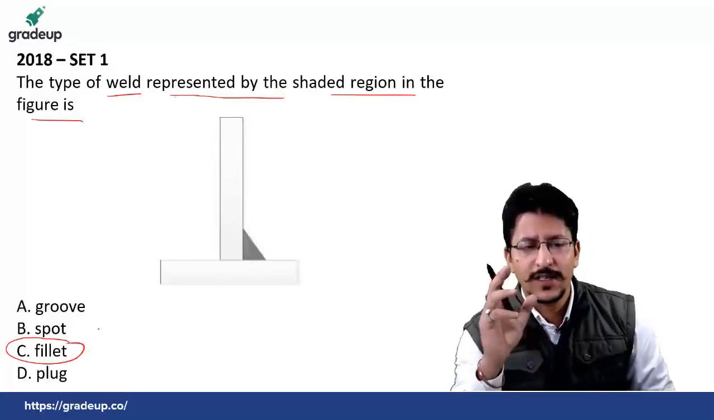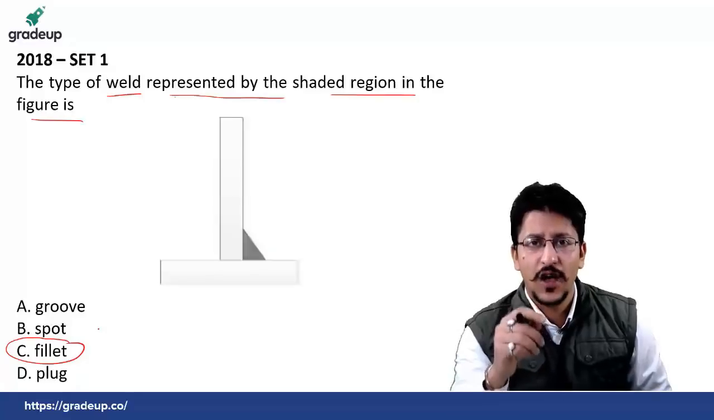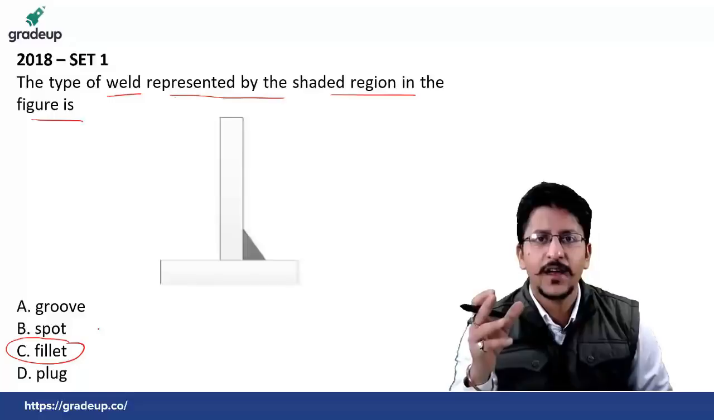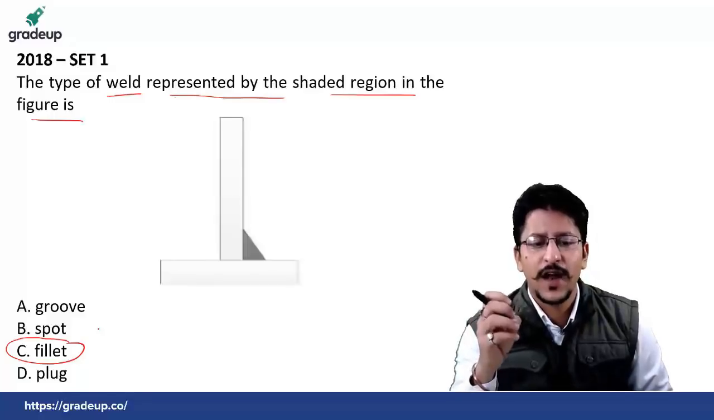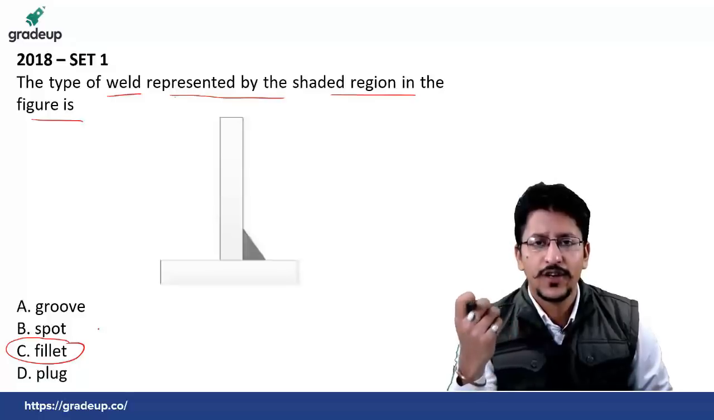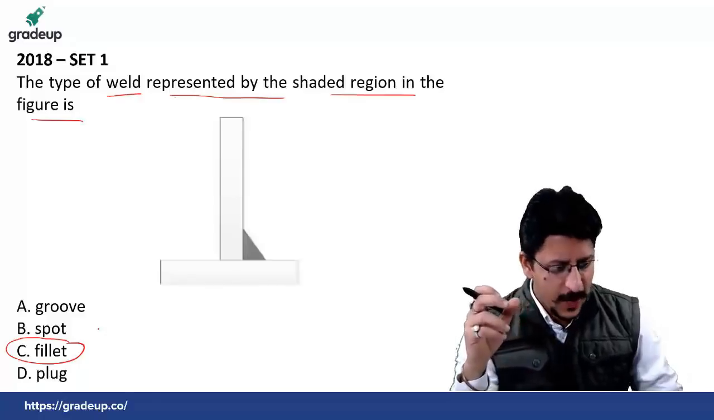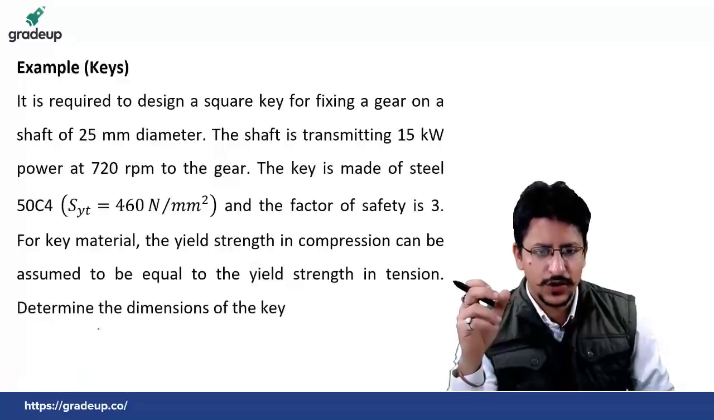So you can see that this type of question is also being asked from this subject. The theoretical problem, very conceptual. Just by looking at the figure you can make out which kind of weld this is. So fillet joint, T joint, V joint, U joint, all this you must be clear with, that what kind of welding is shown. Okay, now see the next question.